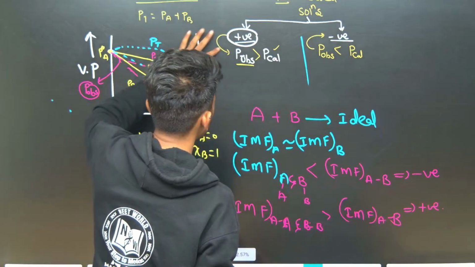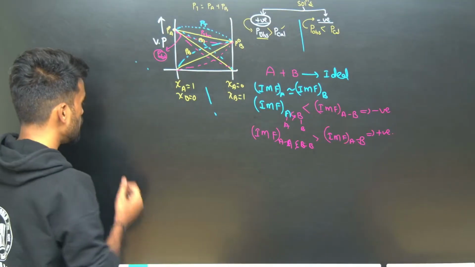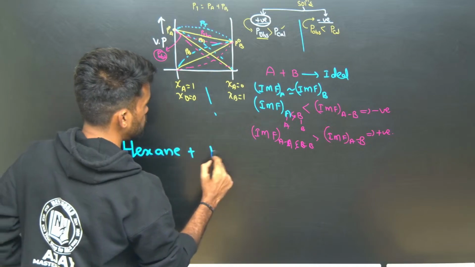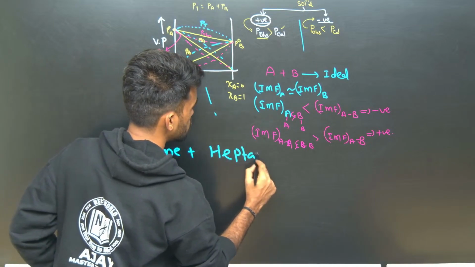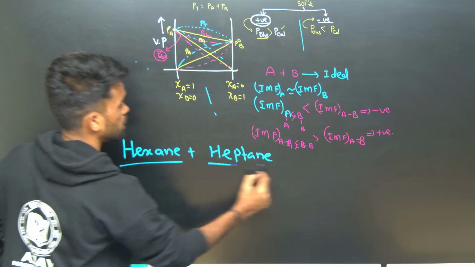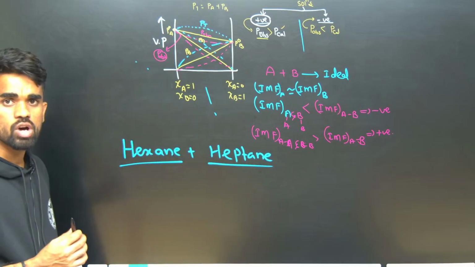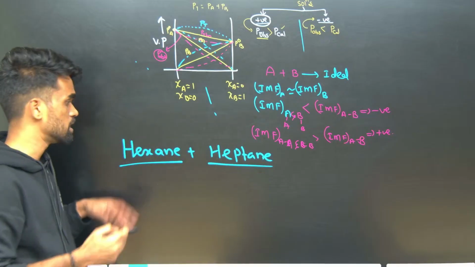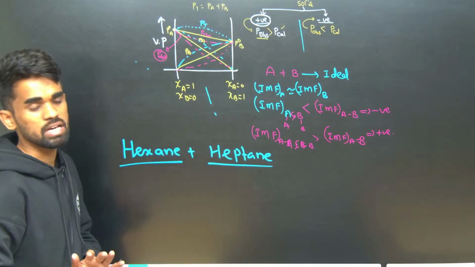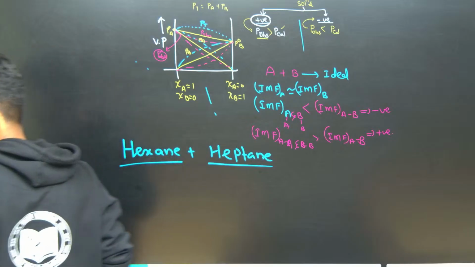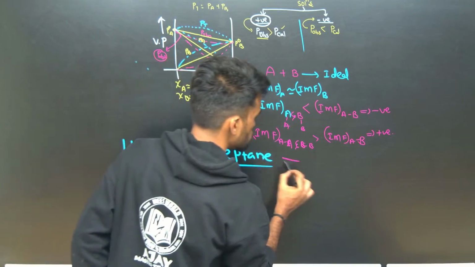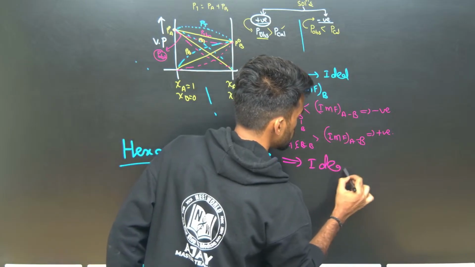Let me give you a few examples here. Now I am taking hexane plus heptane. Tell me, hexane and heptane, what kind of solution does it form? See, hexane, heptane, both are non-polar hydrocarbon chains only. So since they have the same intermolecular forces after mixing and before mixing also, because both have the same kind of nature, it means they will definitely form ideal solutions.